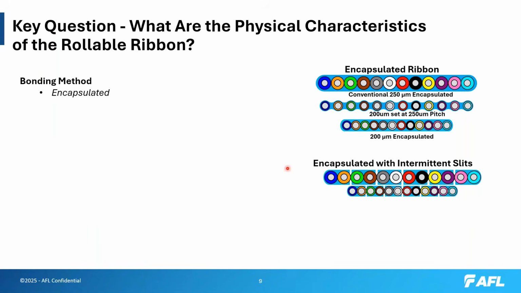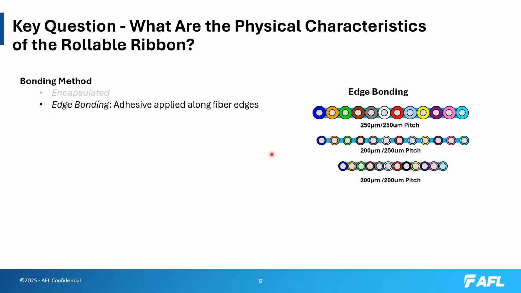With the encapsulated bonding method, we also have an encapsulated with intermittent slits, and we'll talk about that in just a moment. Edge bonding is what has been taking place with these new rollable ribbons. The edge bonding, as you see, is lying between the fibers. There is no bond material coming up on the top or the bottom sections of that UV primary acrylic of a bare fiber. And you can see in this case on the second level would be 200 micron fiber with a 250 micron pitch. And we'll get into pitch in just a little bit and discuss that.